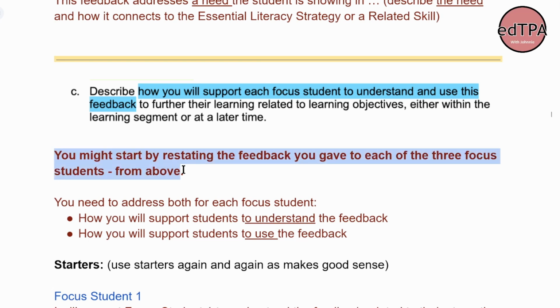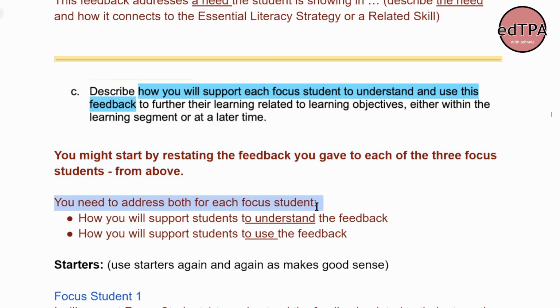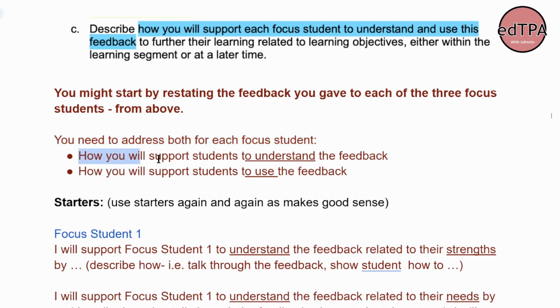So you might start by restating the feedback you gave to each of the 3 focus students from above, and then you need to address both for each focus student. How you will support students to understand the feedback, and how you will support students to use the feedback. Okay, support to understand, support to use.